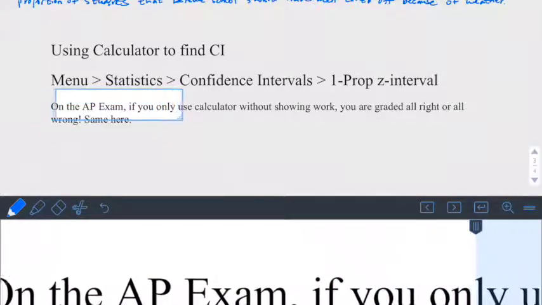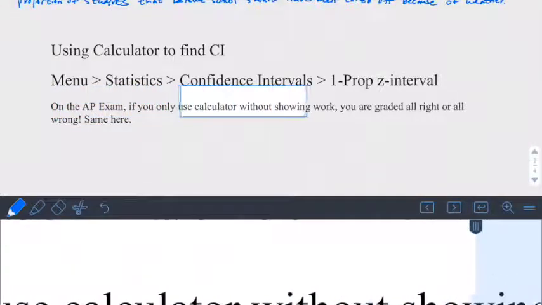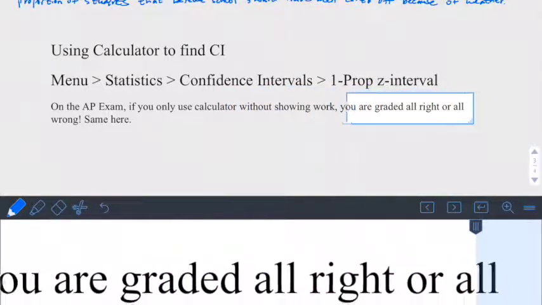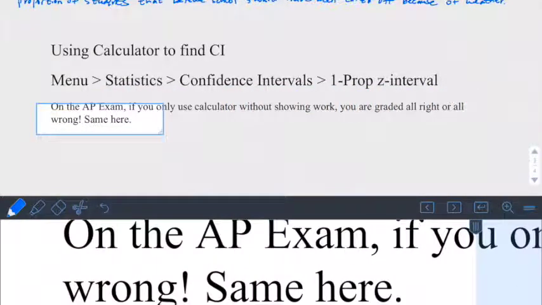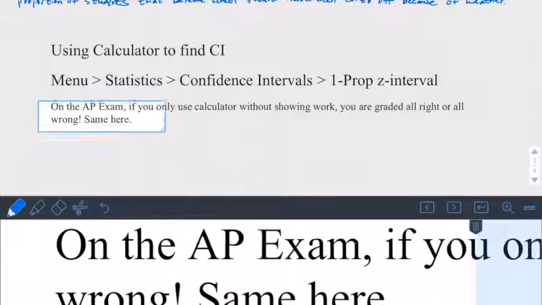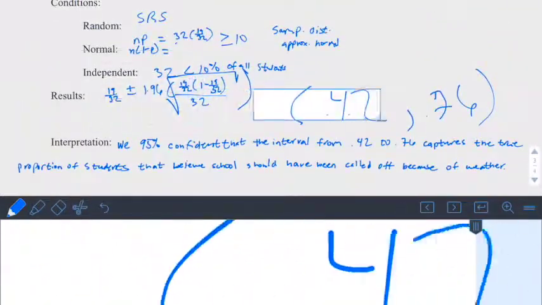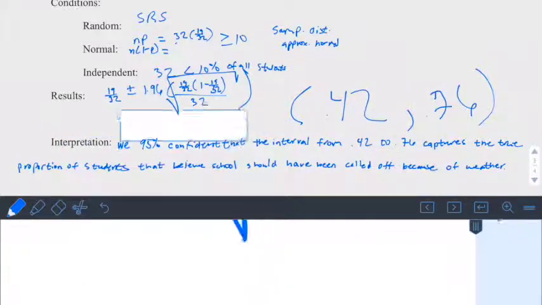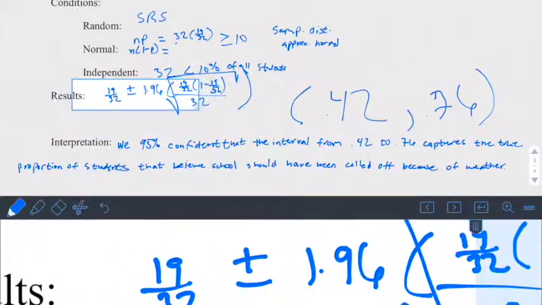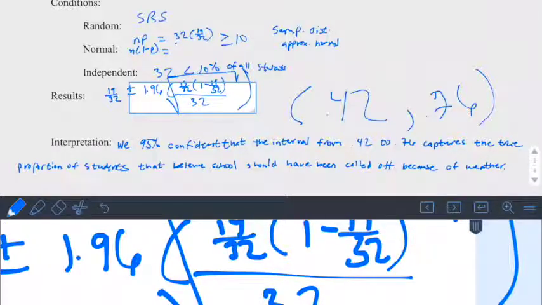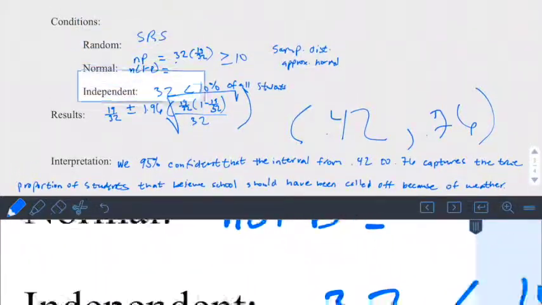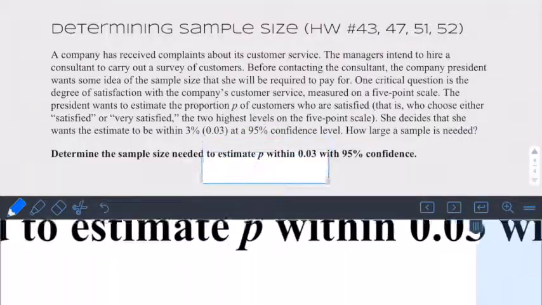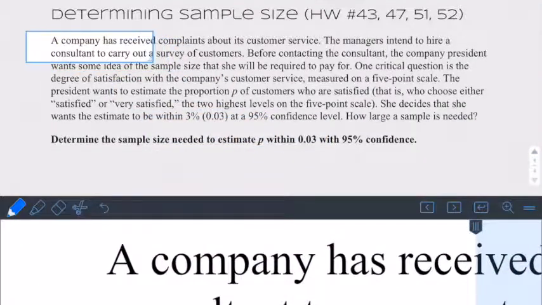Now, if you use your calculator on the AP exam without showing work, you are either graded 100% right or wrong, so same thing in my class. So if you use the calculator to find this confidence interval, you still have to do all this other stuff, and I would even recommend setting this up too. You don't have to, but you need to do everything, and I'll show you what the minimum is going to look like in class. Another thing we can do is determine the sample size.